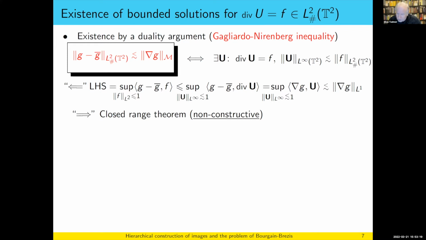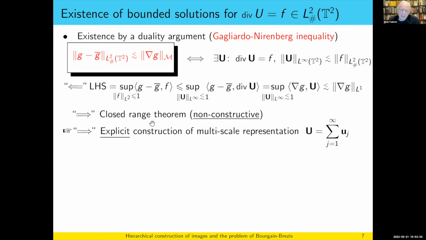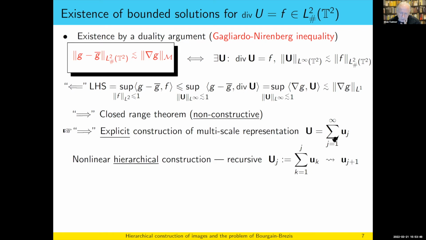The main topic of this talk will be a constructive solution for the Bourgain-Brezis problem. It is not only constructive, I will give you now the precise formula for the solution of the Bourgain-Brezis equation. And it's an explicit construction which involves a multiscale representation. So the solution for the Bourgain-Brezis problem, capital U, will be the sum of these basic molecules, if you want, atoms. And they are constructed in a hierarchical manner in the following way.